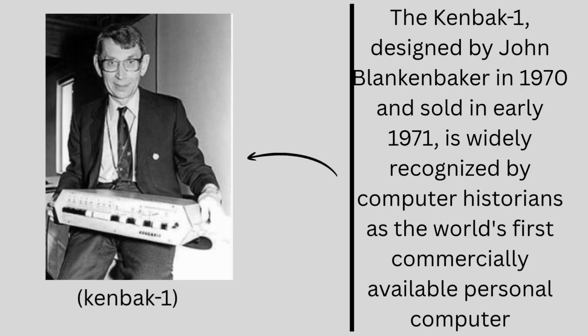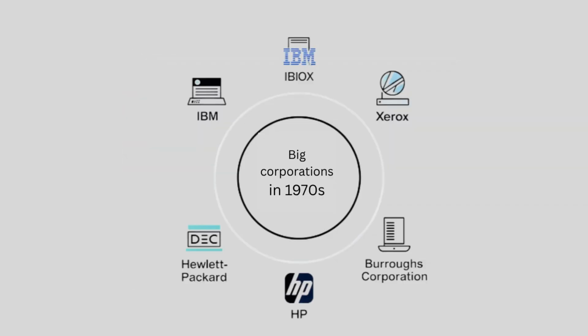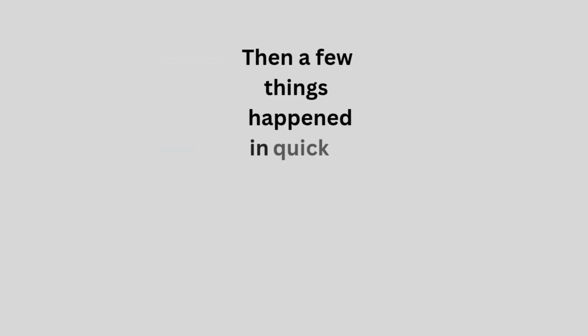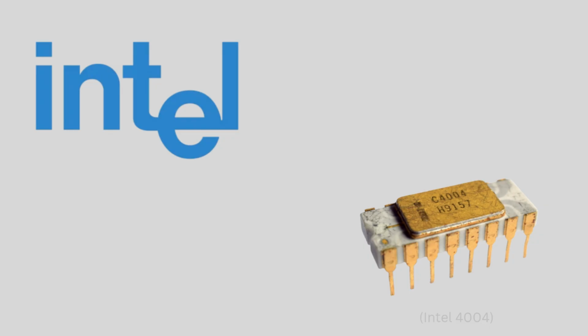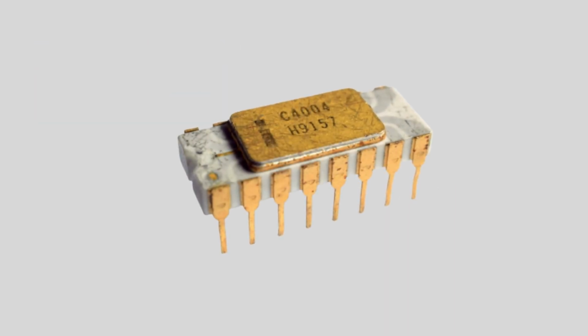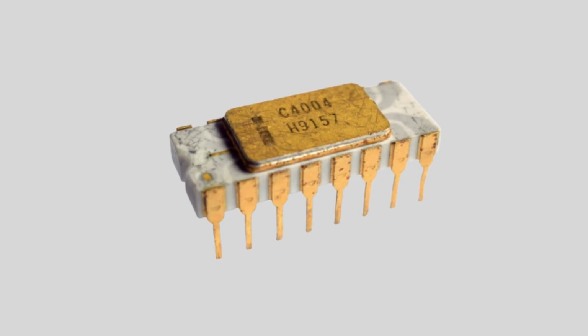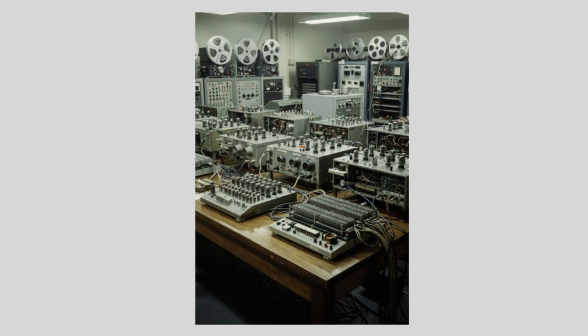Up until the 1970s, computers were still things that universities and governments and big corporations owned. Normal people had no access. Then a few things happened in quick succession that changed everything. 1971. Intel releases the first commercially available microprocessor, a single chip that contained the entire brain of a computer. This is huge because before this, the processor was made of many separate components. Now it's one chip.